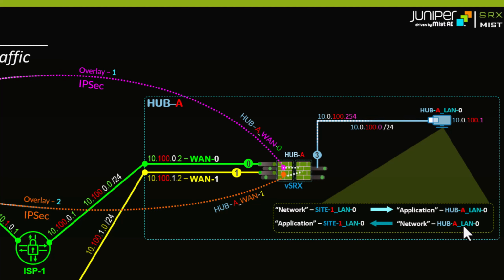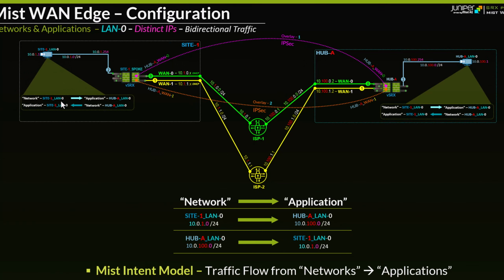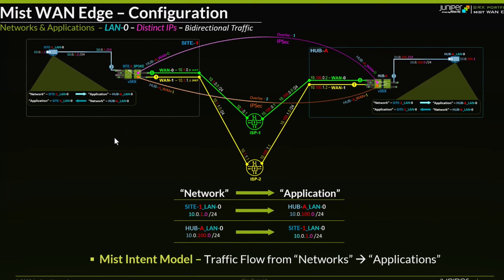And similarly, we would need to allow traffic from LAN 0 on the hub going to the same application site 1 LAN 0 on the spoke. If you really take a closer look, these are the same directions and using the same networks and applications. So please just remember this. I'll show you in the next video how we create policies and how we can create the policy one time, and then it will be associated with both the spoke and the hub.